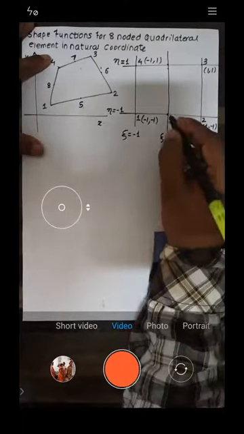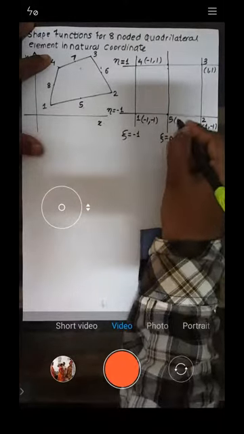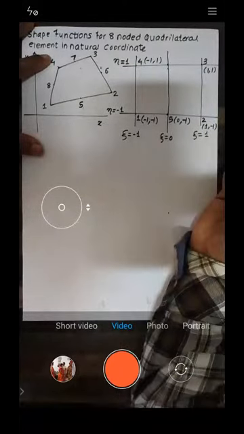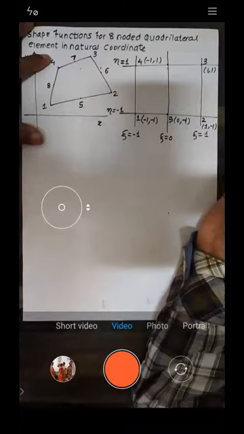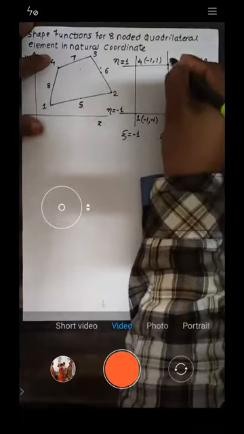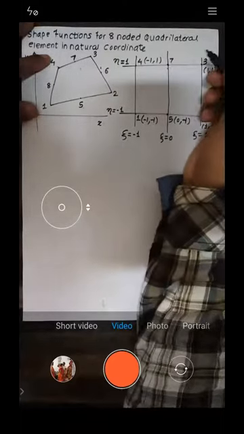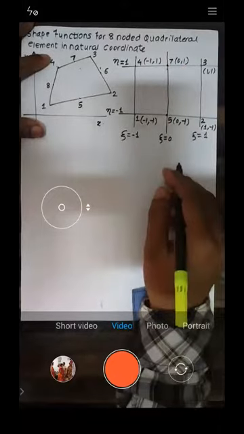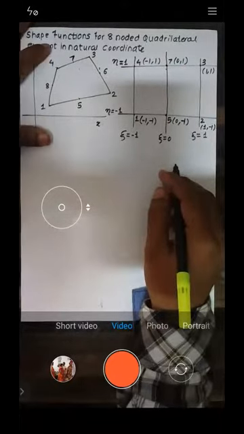Now, can you tell me the coordinate of point number 5? Zeta is 0, neta is -1, right? This is 0 and -1. Is it okay? Similarly, this is point number 7, or node number 7. What is the coordinate? Zeta is 0, neta is 1, right? This is 0 and 1. Is it okay?